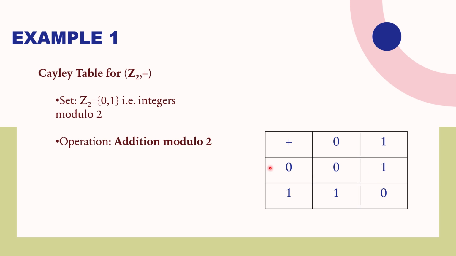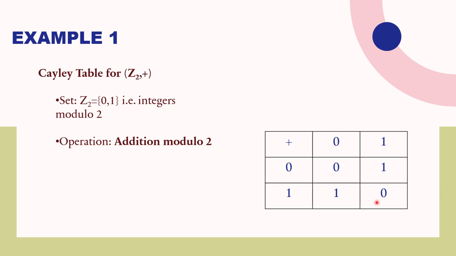Now we perform the operation. 0 plus 0 is 0, 0 plus 1 is 1. So you see that the identity 0 is repeating the elements itself, right? Even in the column, 1 plus 0 is 1. So in the 0 column, the elements of the group are just repeating. 1 plus 1 is 2, and since it's a modulo group, 2 is represented by 0. So you get 0 here.